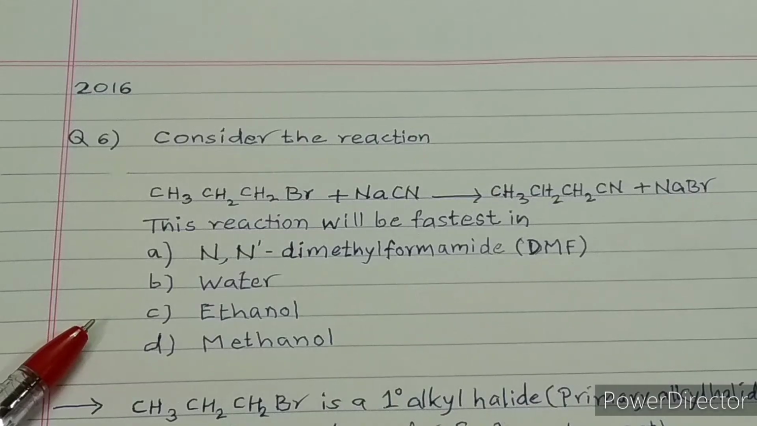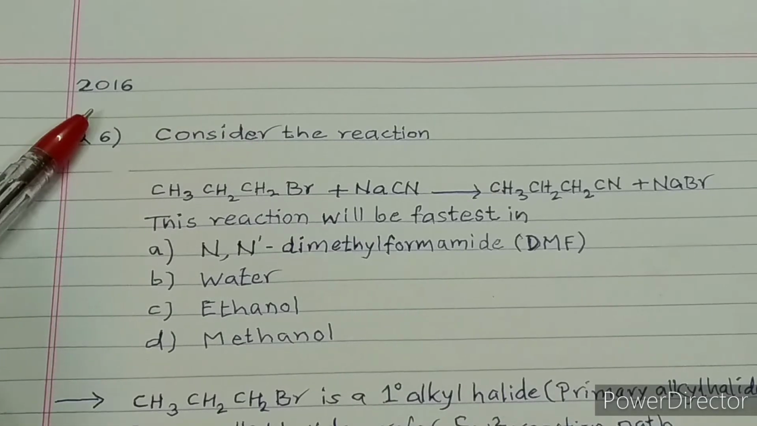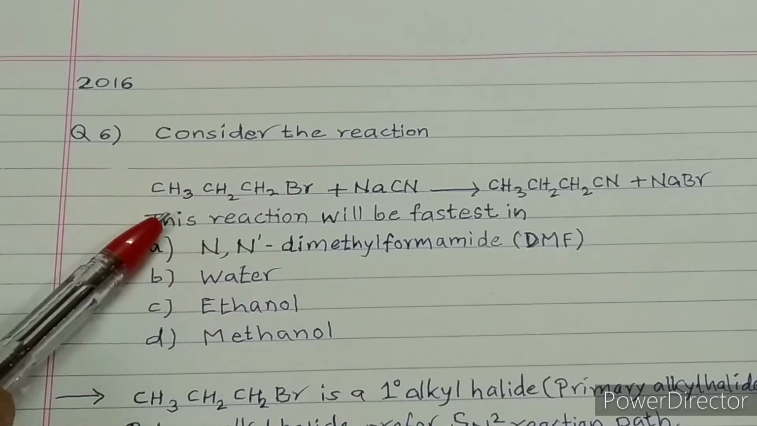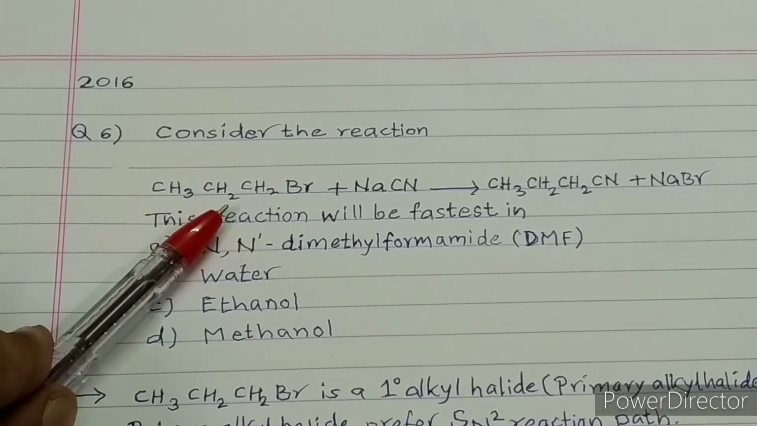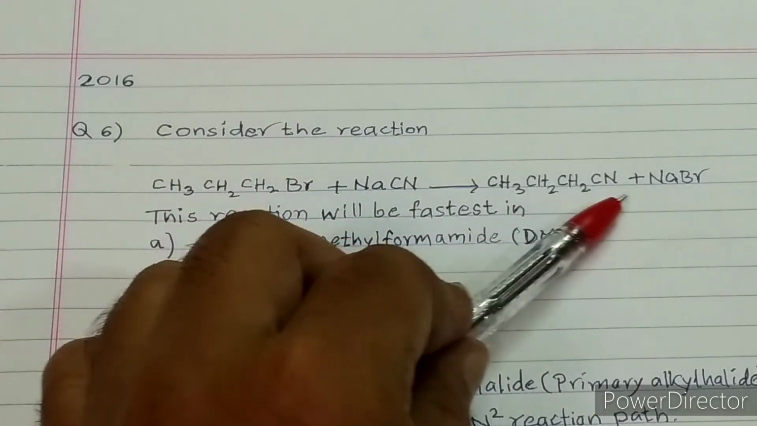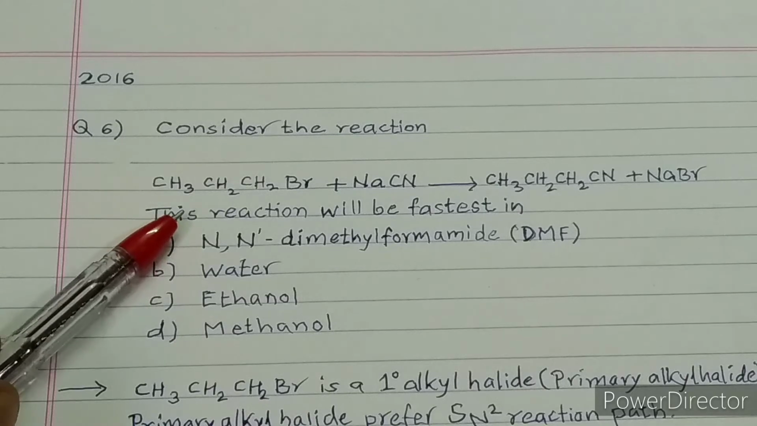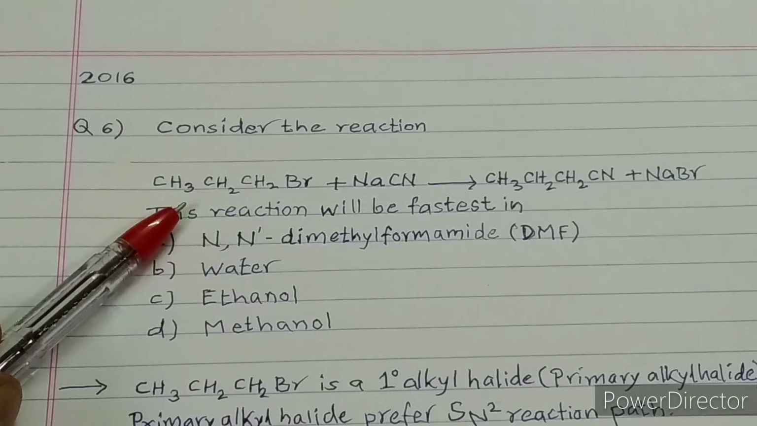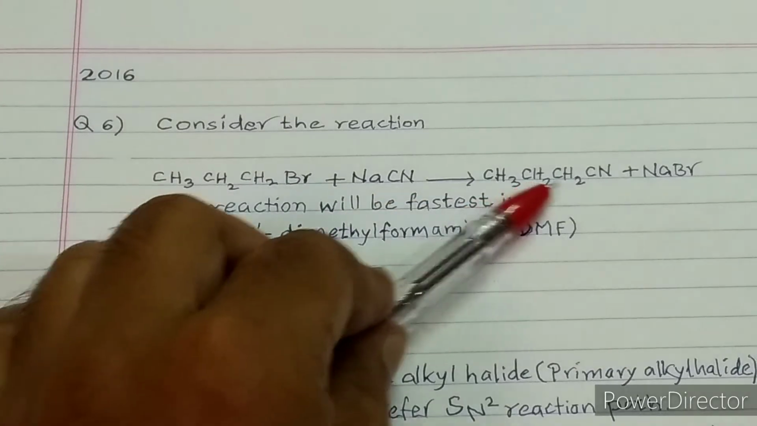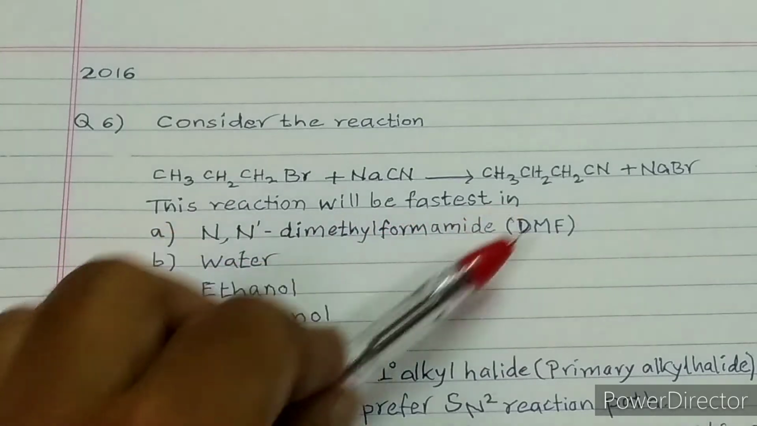This is the 6th video on NEET previous year appeared questions. 2016 NEET appeared question. The question is, consider the reaction. We can read the reaction by using the IUPAC name: bromopropane reacts with sodium cyanide gives cyanopropane and sodium bromide. We can also read the same reaction by using the common names: propyl bromide reacts with sodium cyanide gives propyl cyanide and sodium bromide. This reaction will be fastest in.